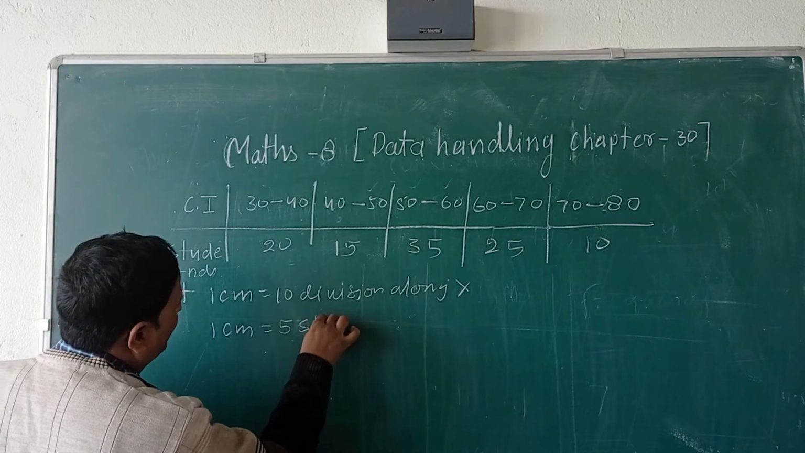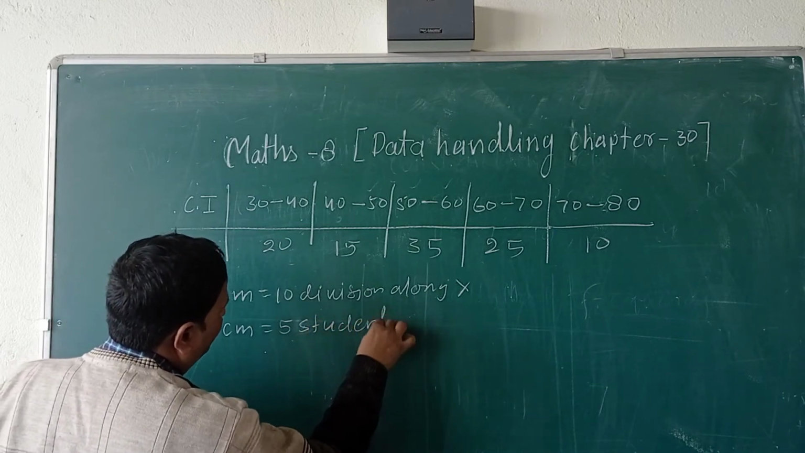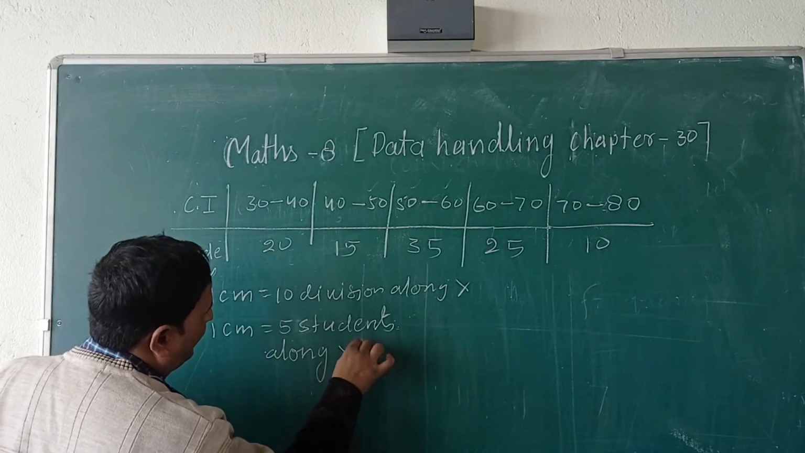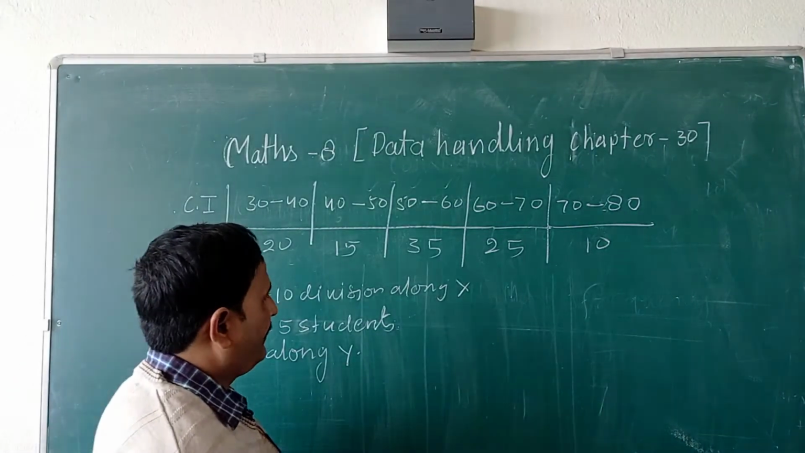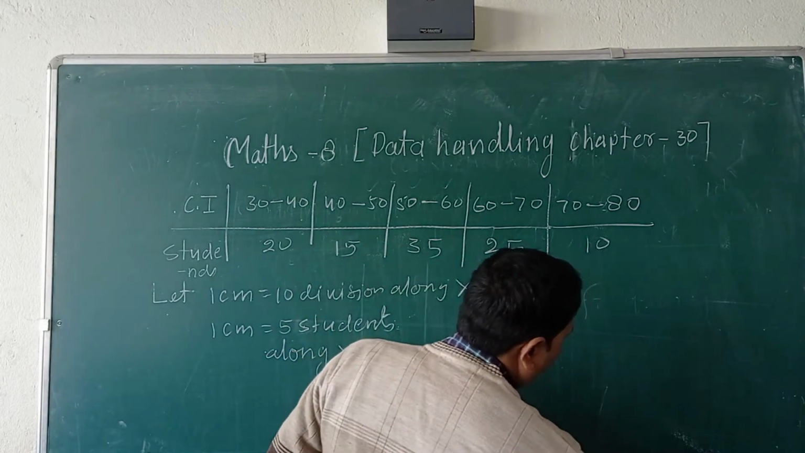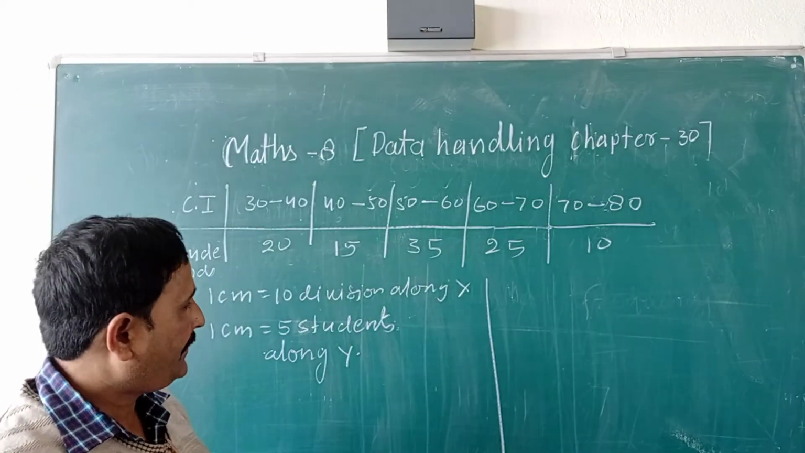So 5 students along the y-axis. See that, the x-axis, okay.